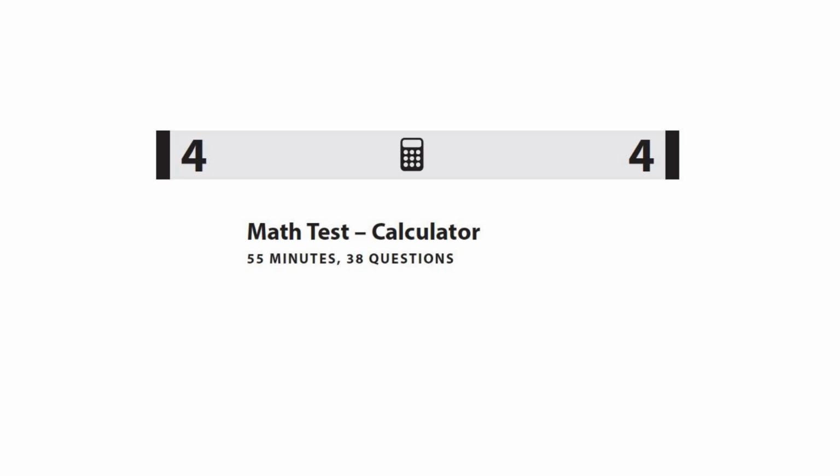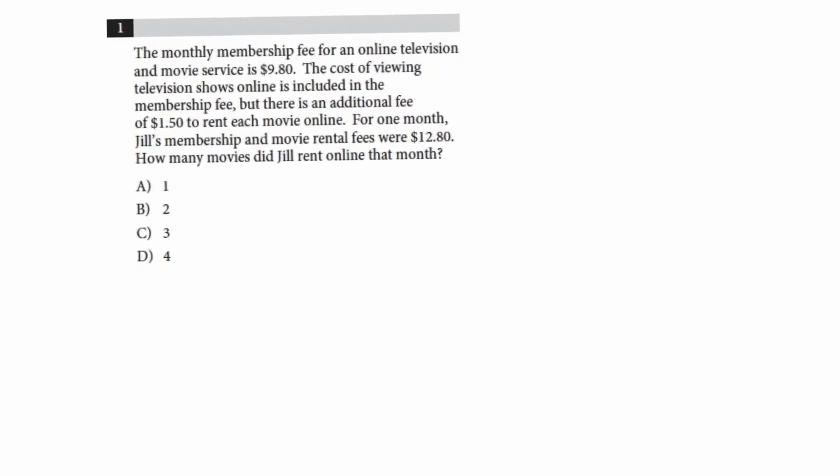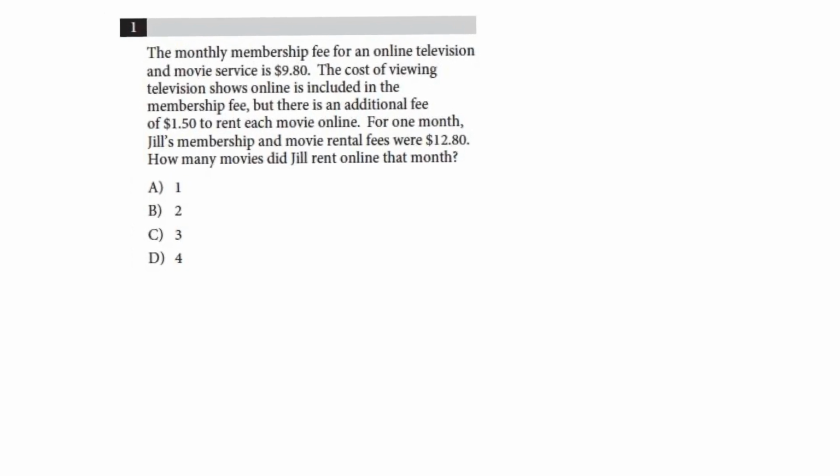All right, section 4. This is the calculator section. Here is our reference sheet. If we need that, we can come back and take a look at that later. Number one, the monthly membership fee for an online television and movie service is $9.80. The cost of viewing television shows online is included in the membership fee, but there's an additional fee of $1.50 to rent each movie.